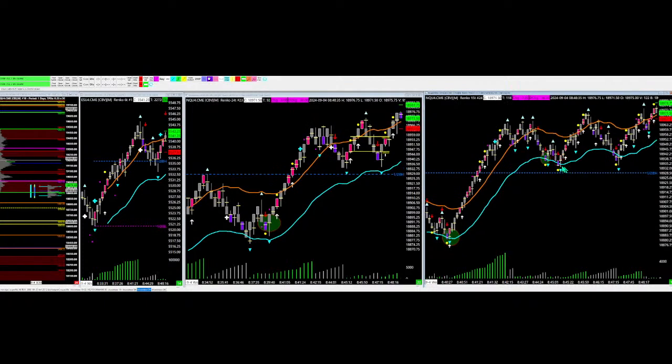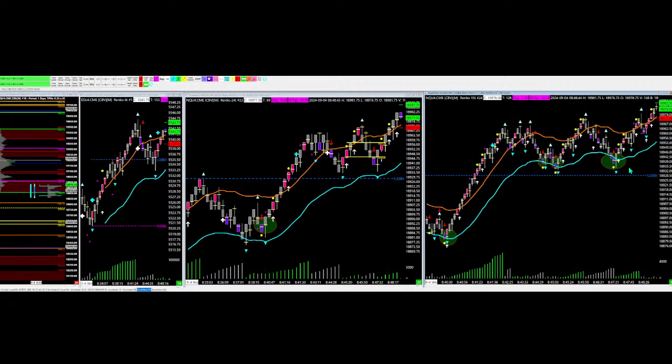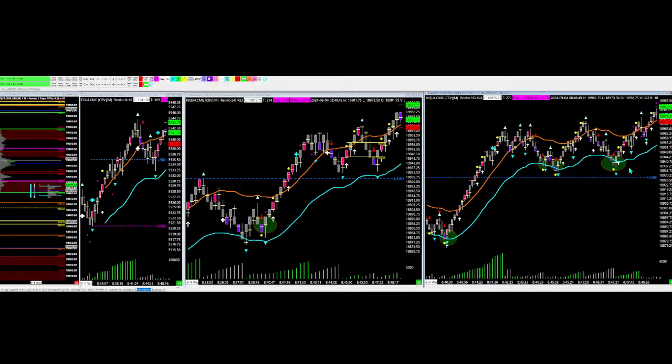1, 2, 3. So the other part I'm wrong about is I thought it would be illiquid and fast. It actually looks tradable, right? But I'm still going to stick to my plan because my plan would keep me safe. And I don't like losing money.